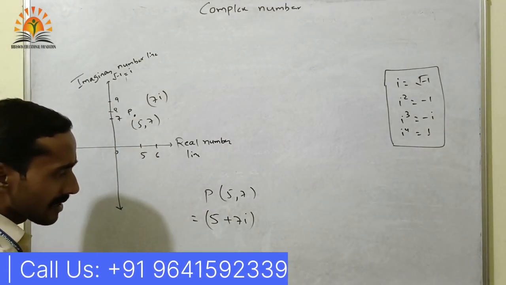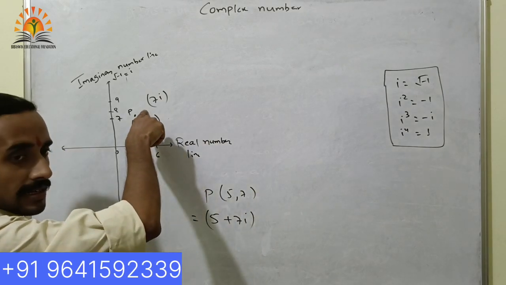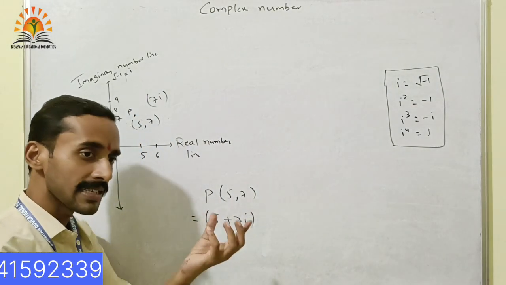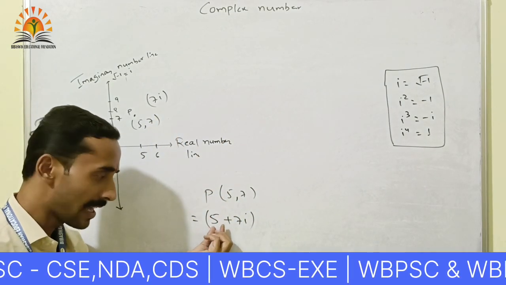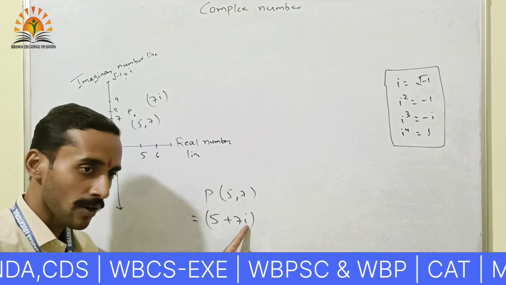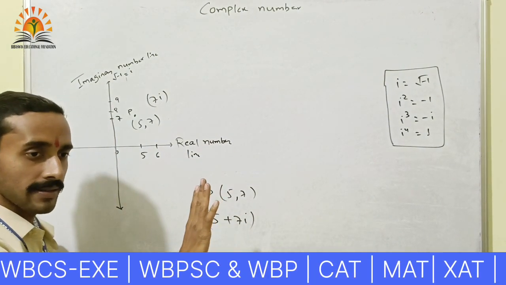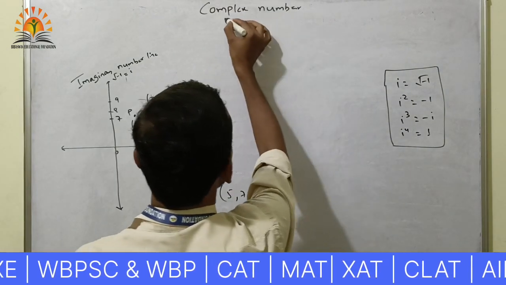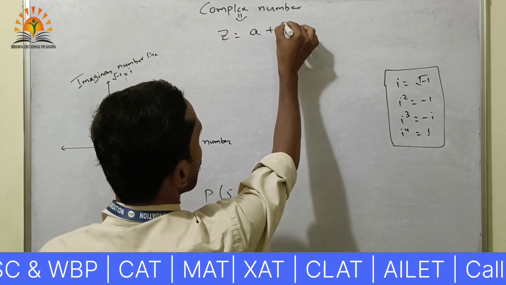Clear? So what is the meaning of this? This means, generally, a point in a plane. This plus is not for addition. This is for denotation of any point. This part indicates real and this part indicates imaginary. The imaginary part is indicated by iota. So this number, this point, is known as a complex number. Clear? So we denote a complex number Z is equal to A plus iota B.